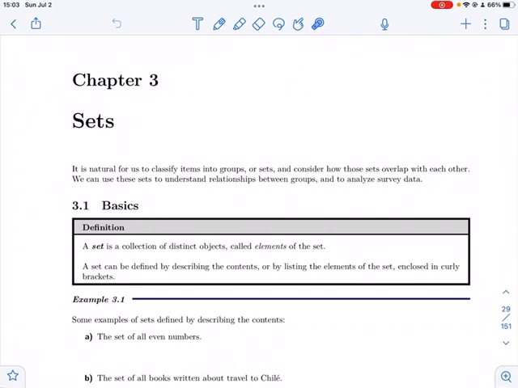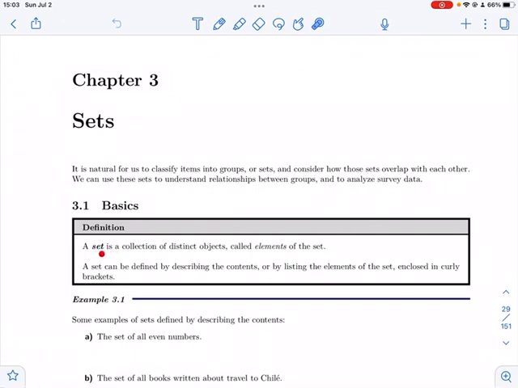Now, what do we mean by set? A set is a collection of distinct objects. Distinct objects means each object is different from the others, called elements of the set. But actually, sets do not have a rigorous definition in mathematics. This is just a description of a set. We can think of a set as a collection of distinct objects.